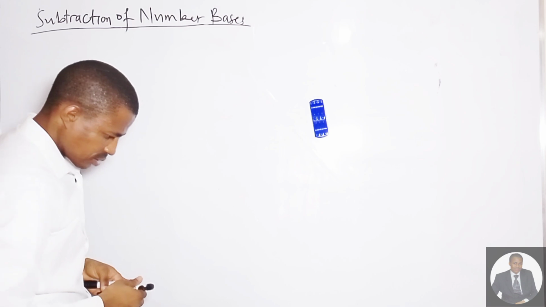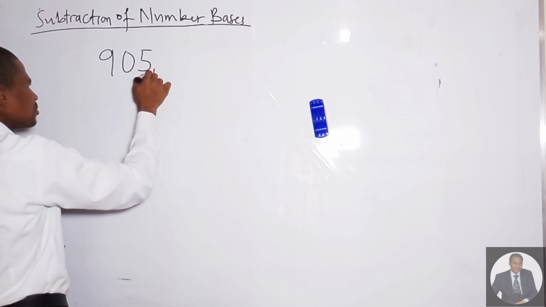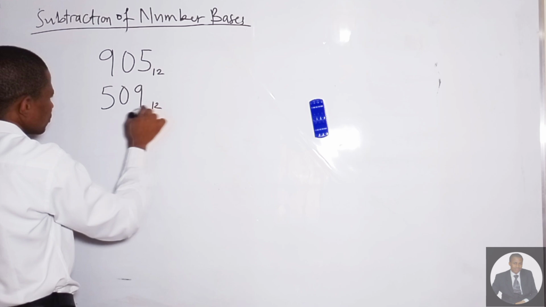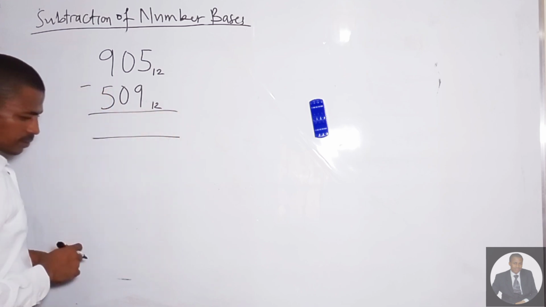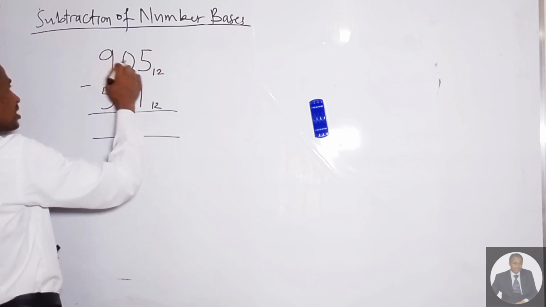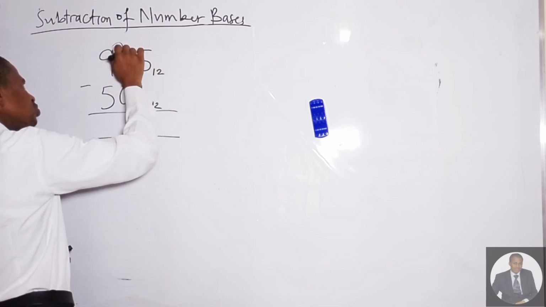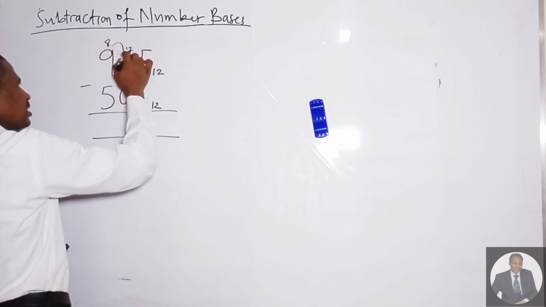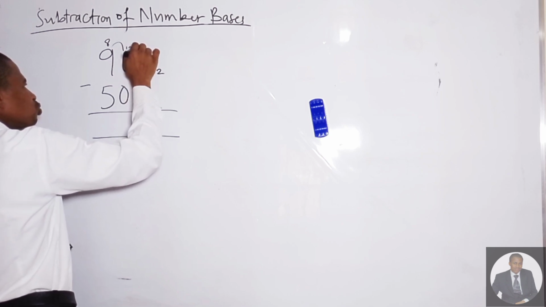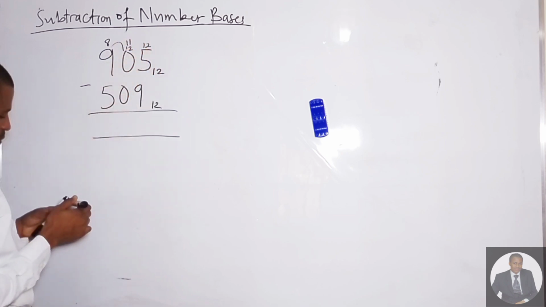Yet another question. 905, this is in base 12, minus 509 base 12. We cannot remove 9 from 5, so we borrow 1 from here. 6 is in base 12. Anything we are borrowing will represent 12. If we borrow 1 from here to here, it will be 12. This will remain 8. And then we borrow that same one from 12 to add to 5. So this will be 12 plus 5, and this 0 will be 11.